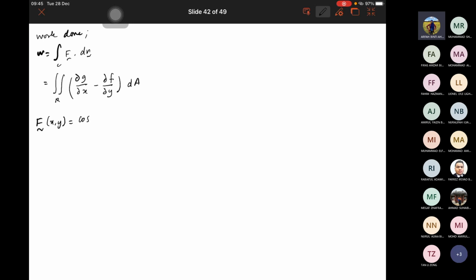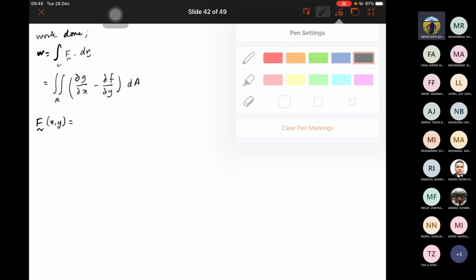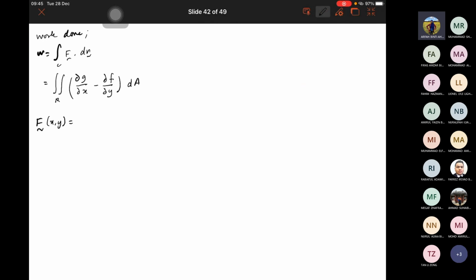cos y exponential x minus y cube i, plus cos y plus x cube j. So ini adalah vector F. So daripada sini dapatkan your F function and also your G function.